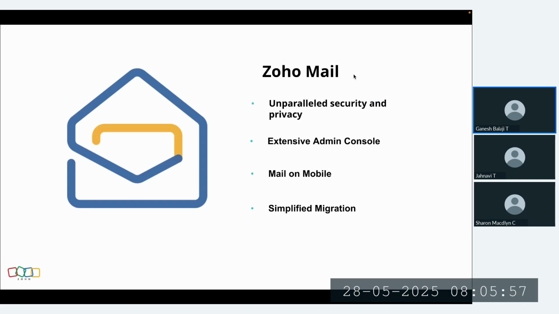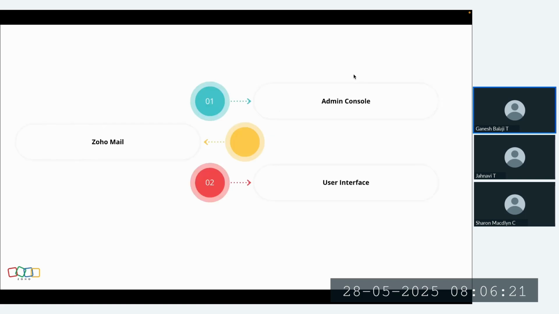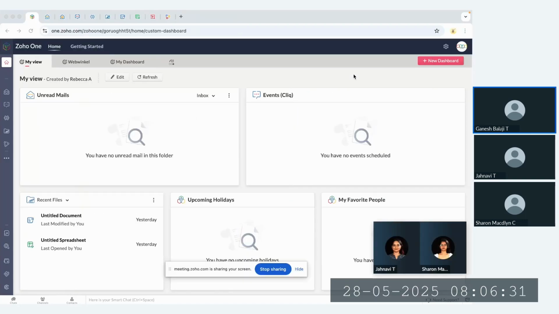Zoho Mail is a professional ad-free email service with custom domain support, built for businesses and equipped with strong security and collaboration features. It provides an extensive admin console, user-friendly mobile application, and simple migration methodologies to migrate emails from your existing mail platforms. The UI of Zoho Mail can be categorized into two. One is the admin console, and the other is the user interface. Now let's explore the Zoho Mail's UI from the Zoho One.